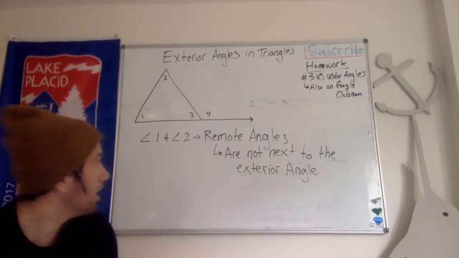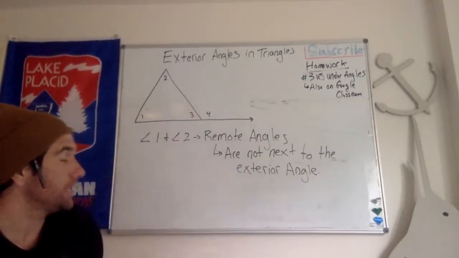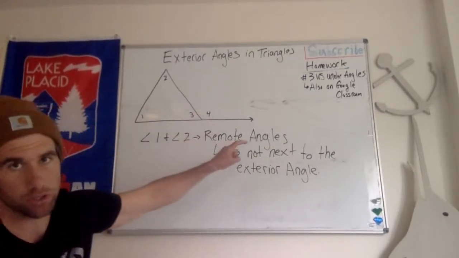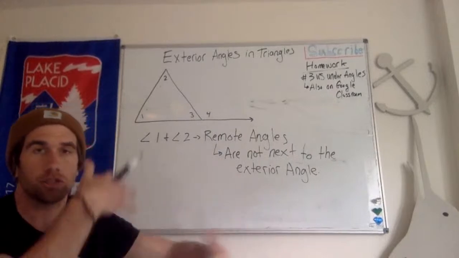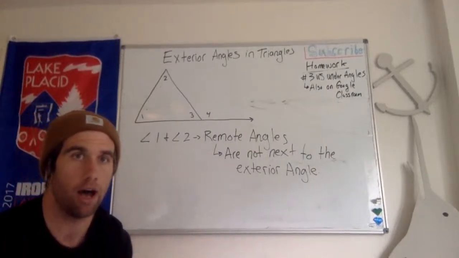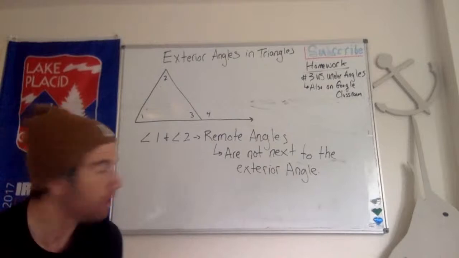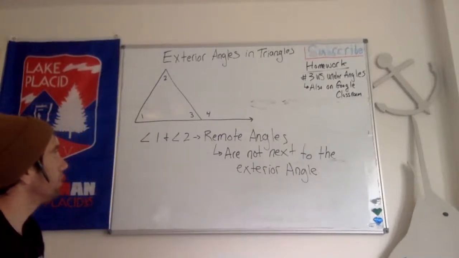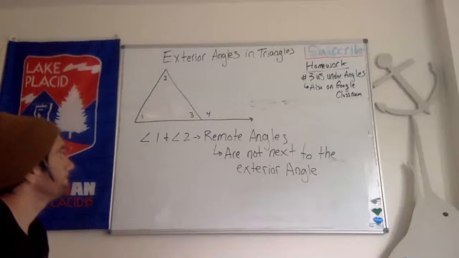That's basically angle 3 is adjacent because it's next to angle 4. Angles 3 and 4 are also supplementary. This is all kind of just snowballing from what we learned in the previous lessons of our angle identifications, okay? So angles 1 and 2 are remote angles, all right?